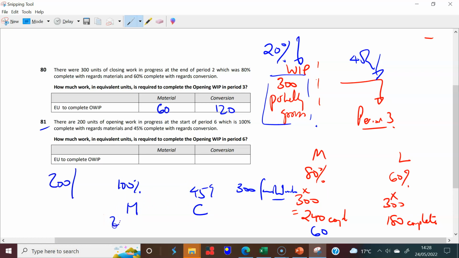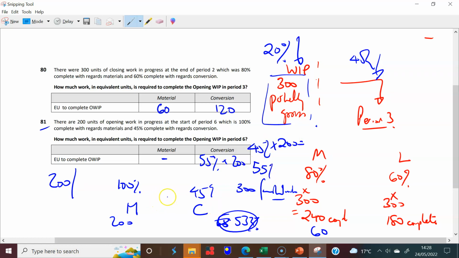So if these are 200 equivalent units complete here, well, we don't need any more work with materials. What we need now is work done on 55% to get this up. So we're literally asking, well, what is 55% of 200? So 55% times 200. Or you could look at it the other way. You can say, well, if it's 45% complete, which is 45% of 200, that's what's complete. What's outstanding? Well, 55%. And so 55% of 200, 55% times 200 takes us to 110.